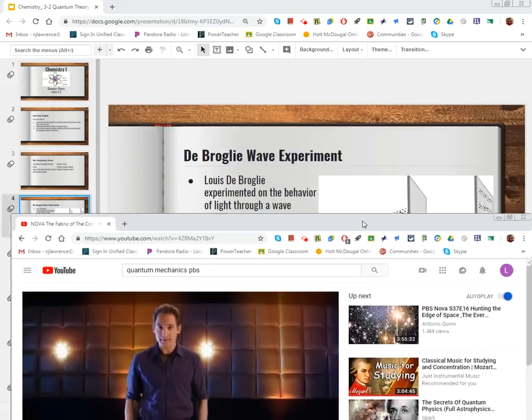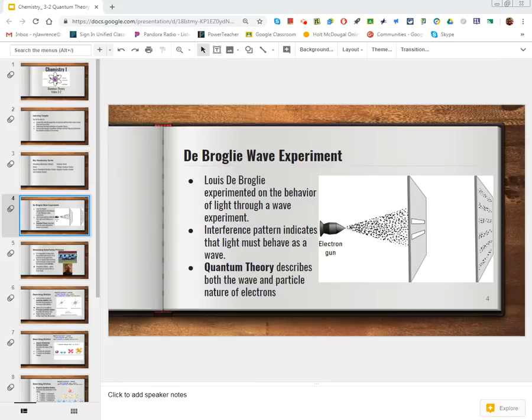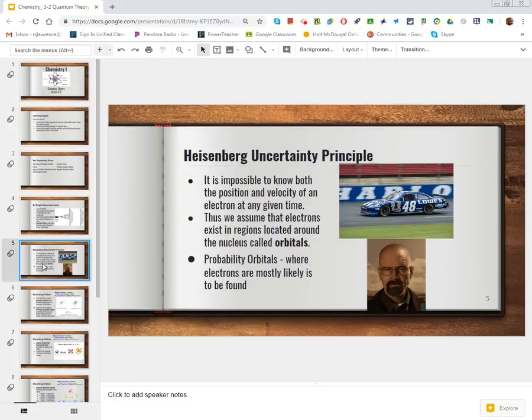So again, as we look at that video, we begin to see that the interference pattern developed from the double slit experiment because of the wave nature of electrons. So now the next principle we're going to look at within quantum theory is called the Heisenberg uncertainty principle. This principle simply says that it is impossible to know two things at once. It's impossible to know both the position and the velocity of an electron at any given time.